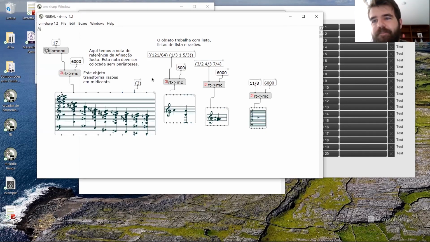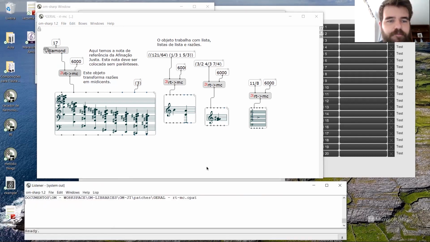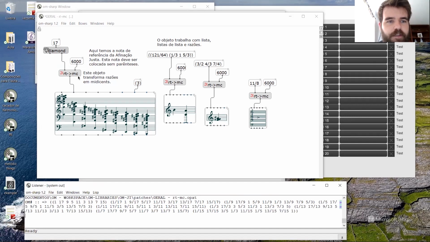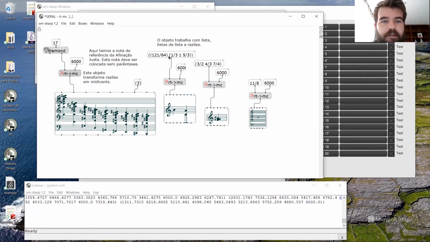Well, the main object for just intonation works, of course, is the ratio to midicents. It works in a very simple way. Here in the first inlet, we have the ratios. And here in the second, we have the fundamental that is used to build this ratio, or convert this ratio into midicents. And here we have the midicents. It works with lists and ratios.